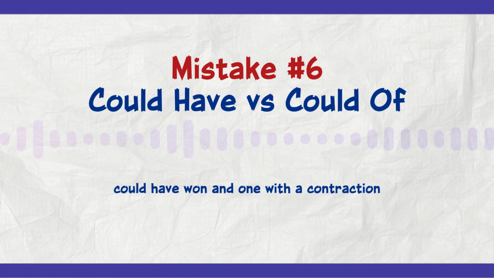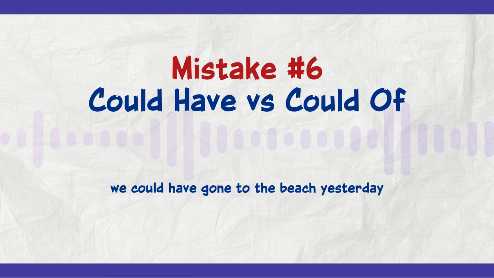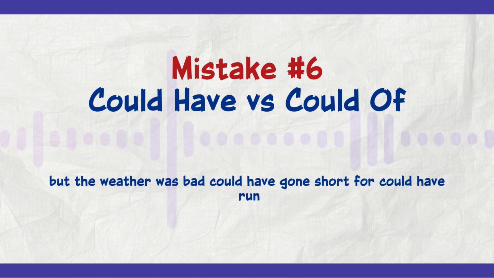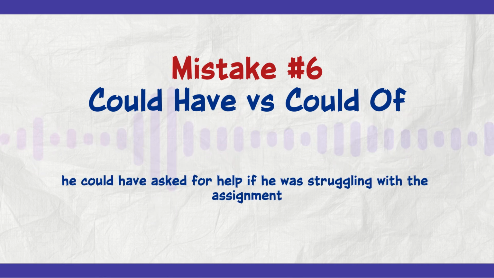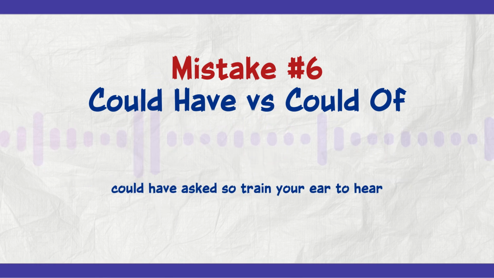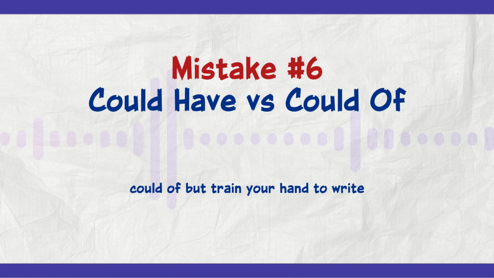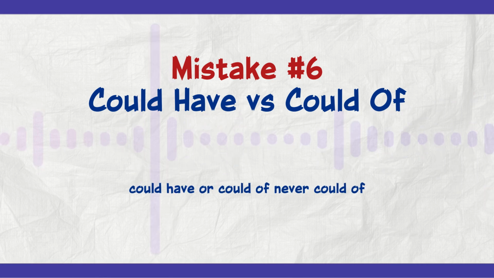Could have won. And one with a contraction. We could've gone to the beach yesterday, but the weather was bad. Could have gone. And another full one, he could have asked for help if he was struggling with the assignment. Could have asked. So train your ear to hear could've, but train your hand to write could have or could've. Never could of.